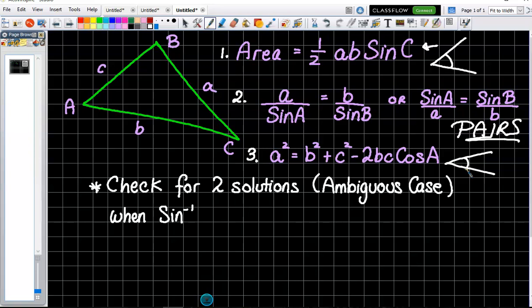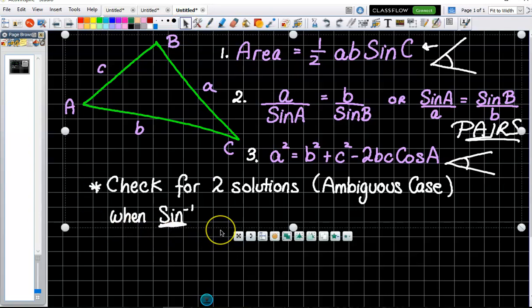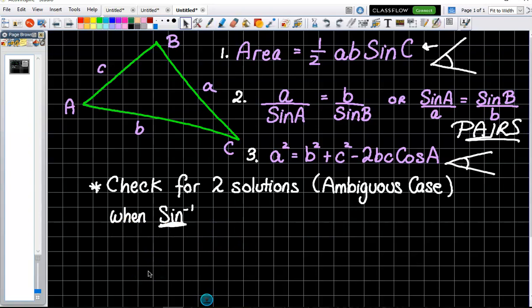You need to make sure that when you are finding the angle using sine, you need to always check for the ambiguous case. Remind me, Tom, what do we mean by the ambiguous case? More than one solution. How do you do that again? You subtract your answer from 180 degrees, and then you check if that angle has got it. We'll go through that in a moment, all right?